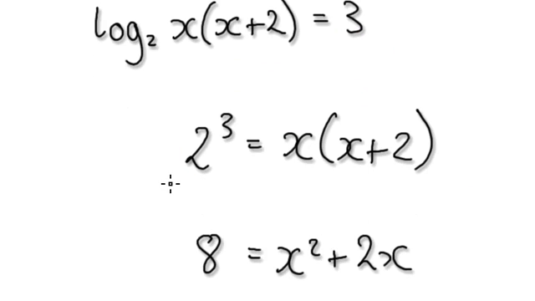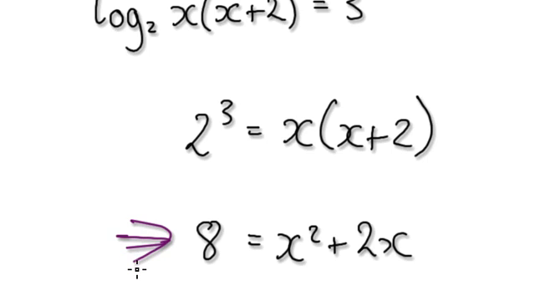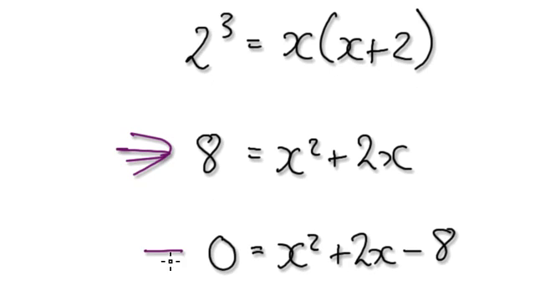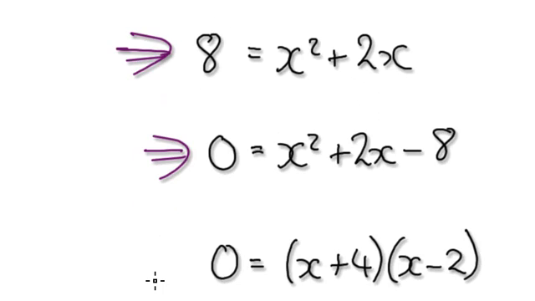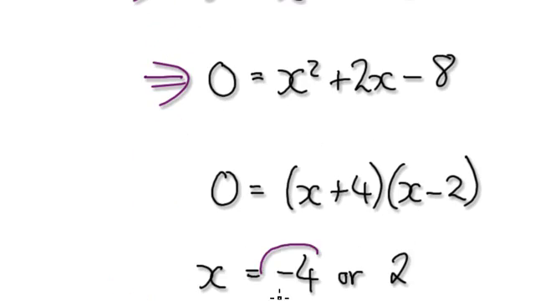Okay, now it's just a matter of solving for x. So now when you're here, take away 8 from both sides. That will then give you this. Factorize, it will give you this. So that means x could be negative 4, or it could be a positive 2.